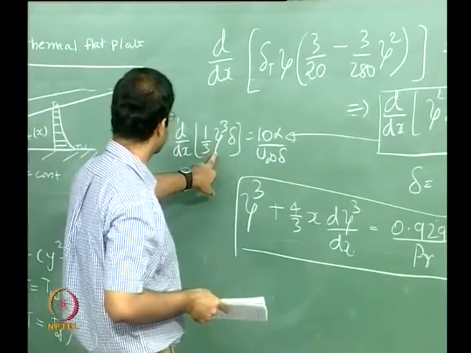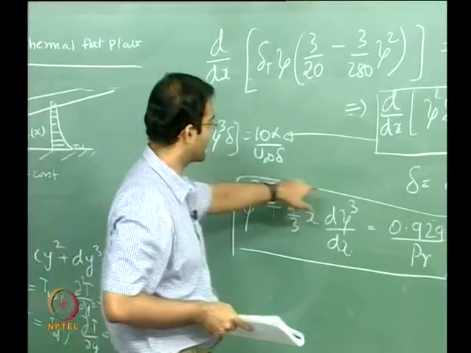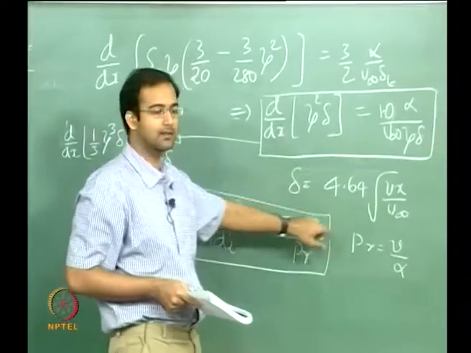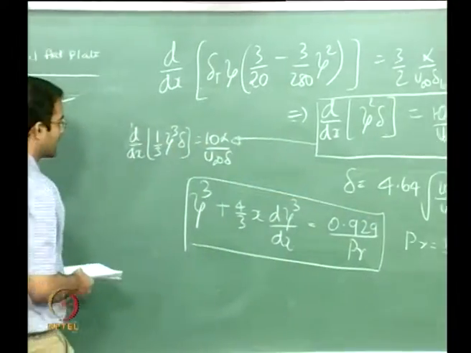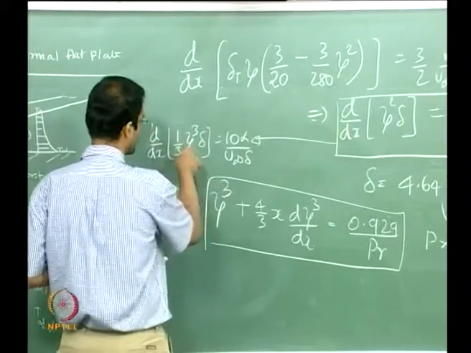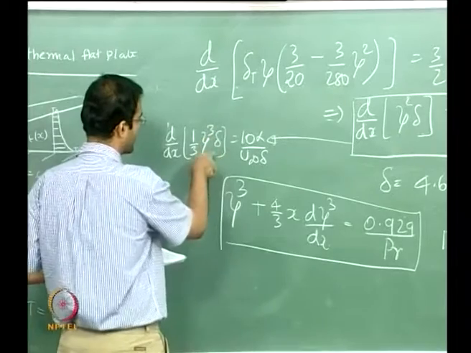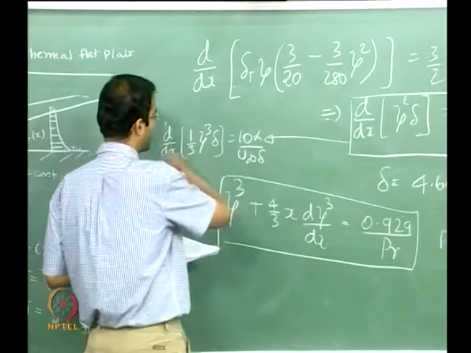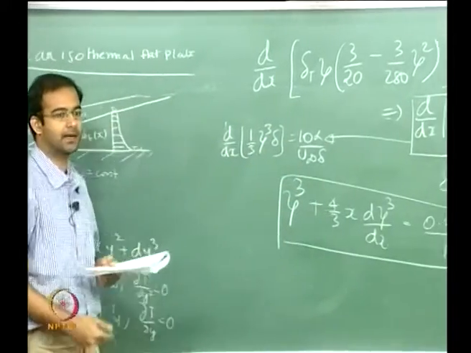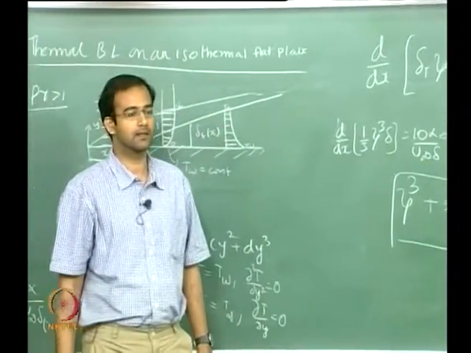So one is zeta cube into d by dx of 1 by 3 delta. So delta you can substitute and differentiate it, and the other term will be 1 by 3 delta into d zeta cube by dx. Okay, and if you substitute for delta, you can multiply the entire left hand side by delta, for which you have the expression for boundary layer thickness, and it will simplify.